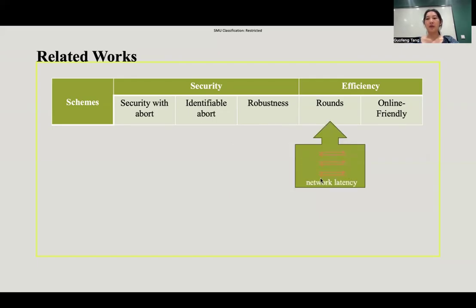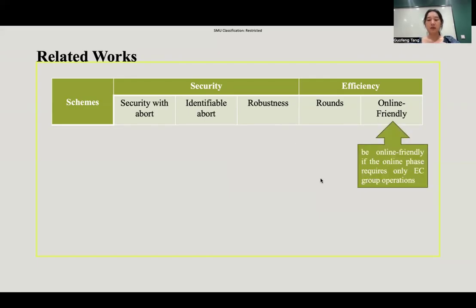The other direction is to improve the efficiency. One measure for efficiency is the number of communication rounds. It's a very important factor influencing the network latency. The other measure for efficiency is the online cost. For threshold ECDSA, we say the signing protocol is online friendly if the online phase requires only elliptic curve group operations, which is much cheaper than other operations like homomorphic encryption or decryption.